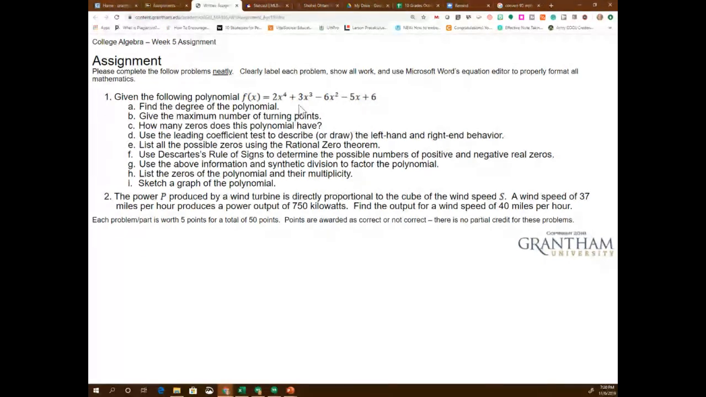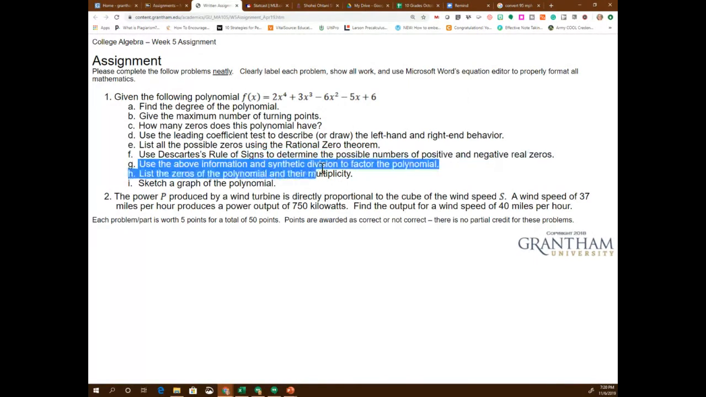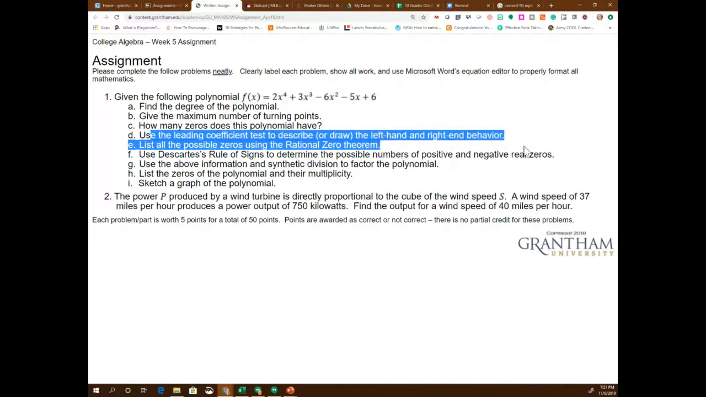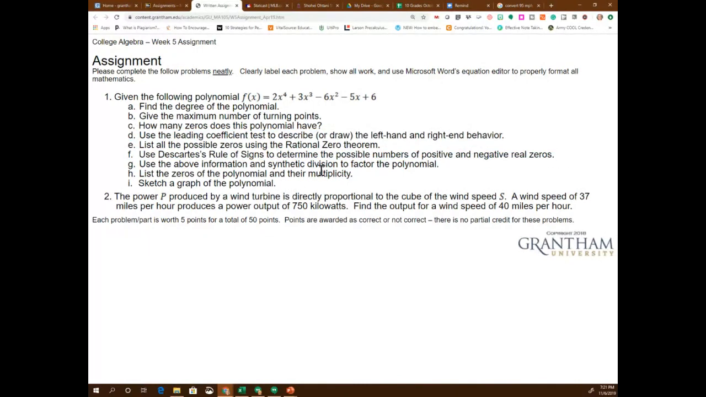There's a lot of theorems and definitions this week. So there's the rational zero theorem, use Descartes' rule of signs, and you have to do A through F first before you go to the factoring. Because in order to factor something that has a 4 in the exponent, you have to basically start making guesses. And so you use the information from basically parts D, E, and F to make educated guesses.